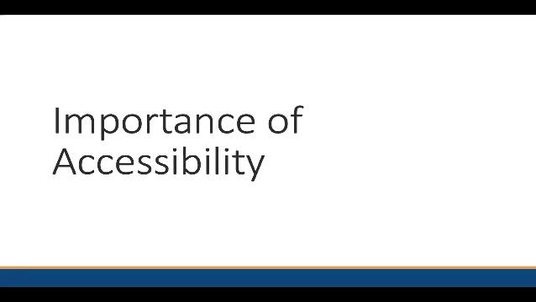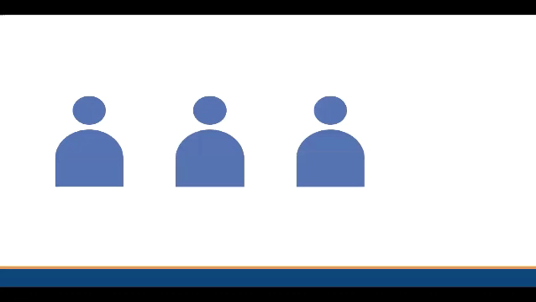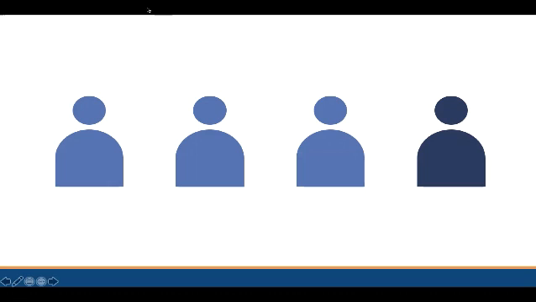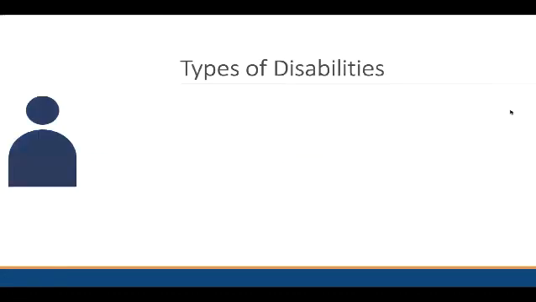Okay, so we'll start with the importance of accessibility. Now, out of 1, 2, 3, 4 average people, one person has a disability. So out of every 4 people you meet, one of them is likely to have a disability, and that's according to statistics from the CDC.